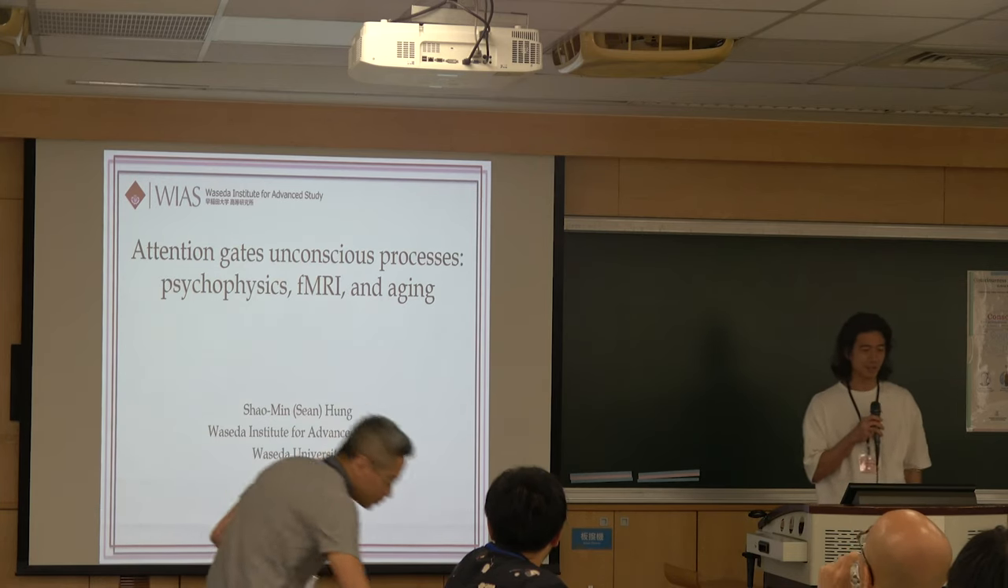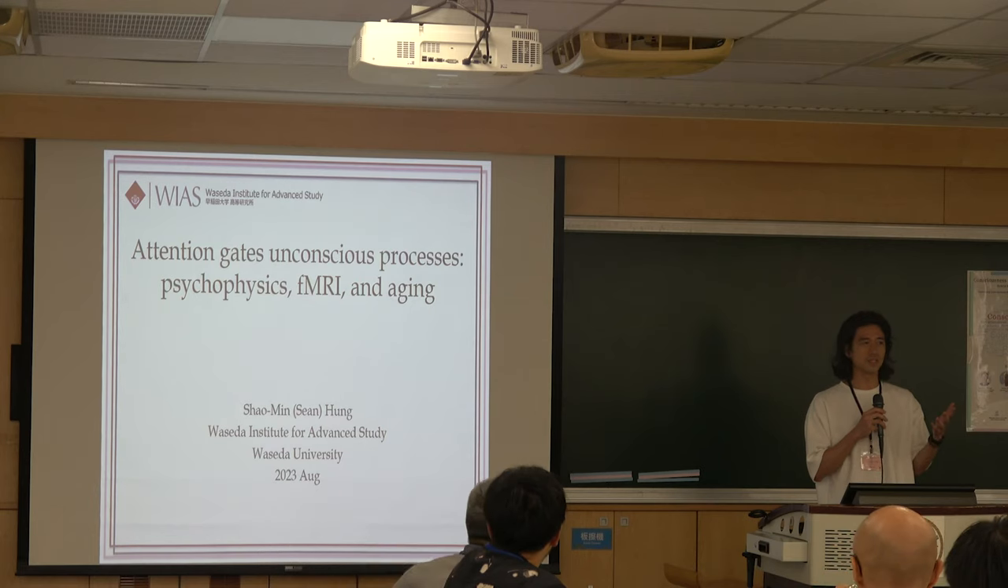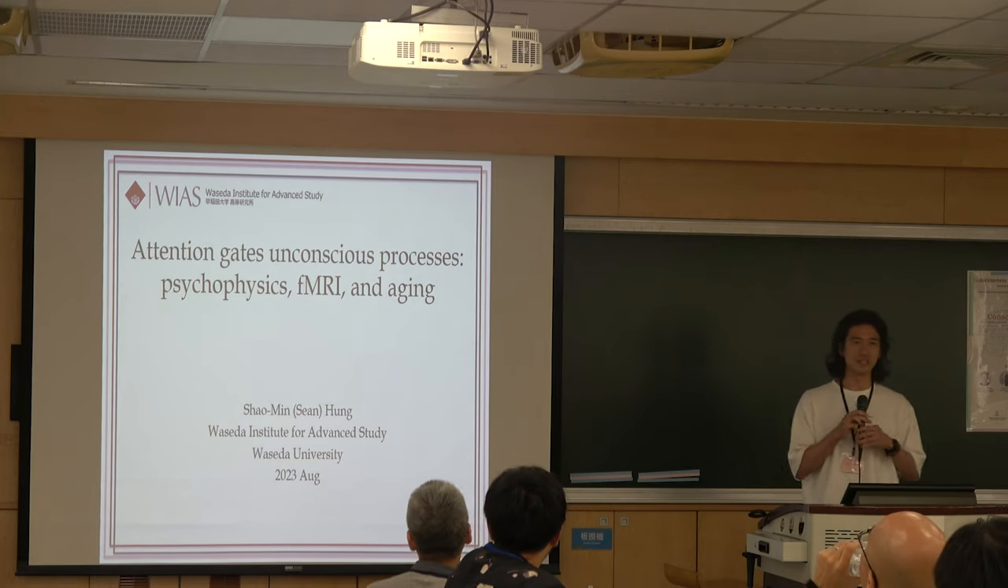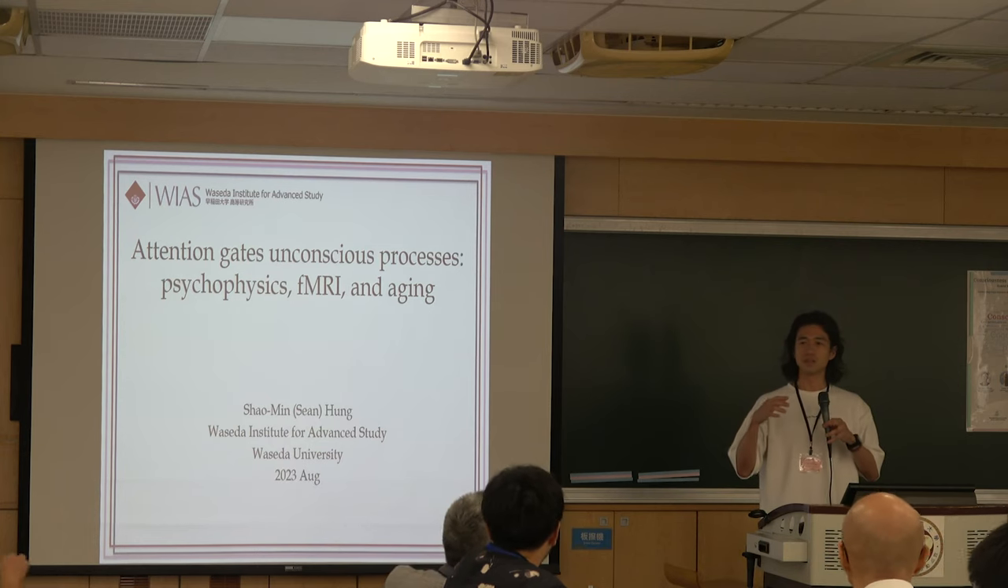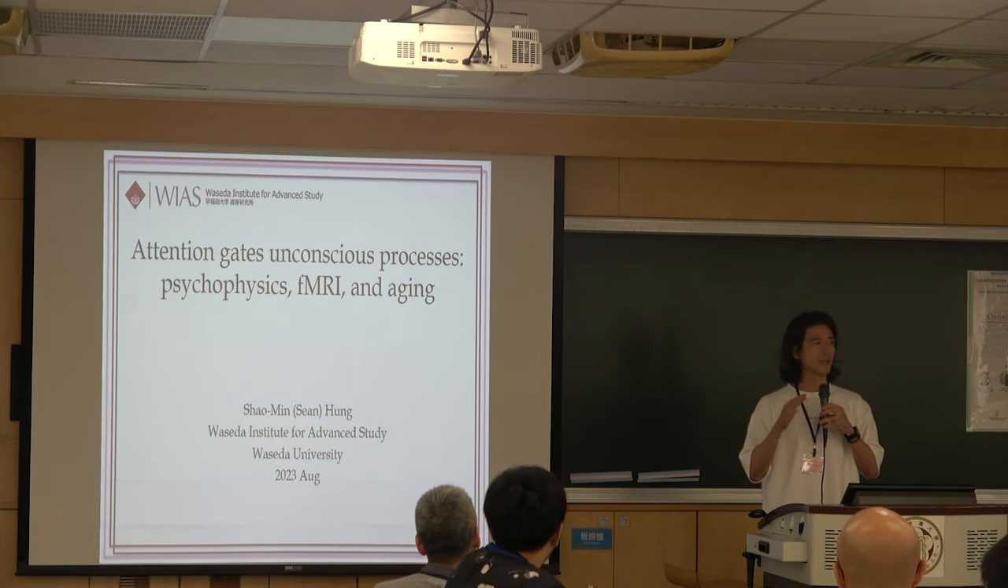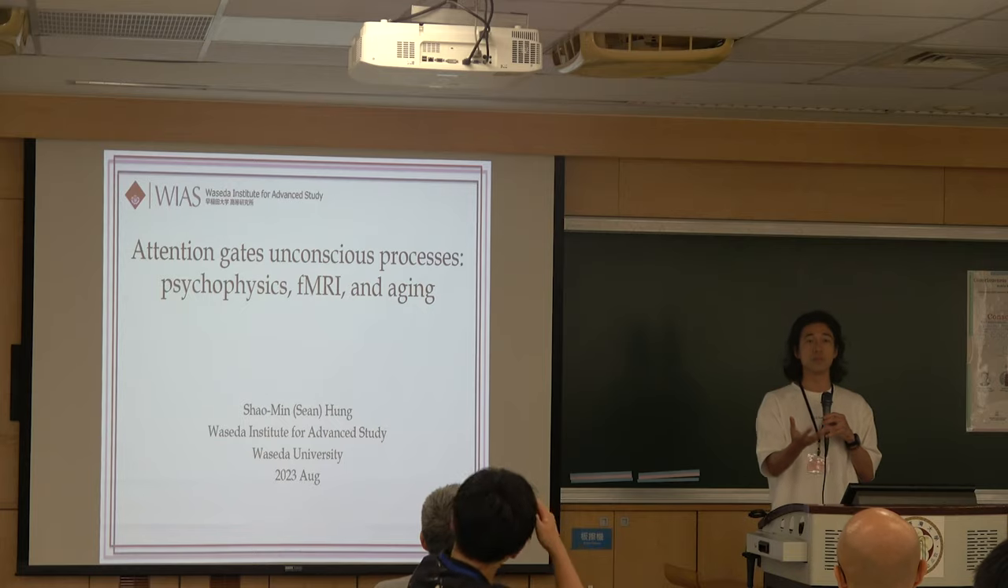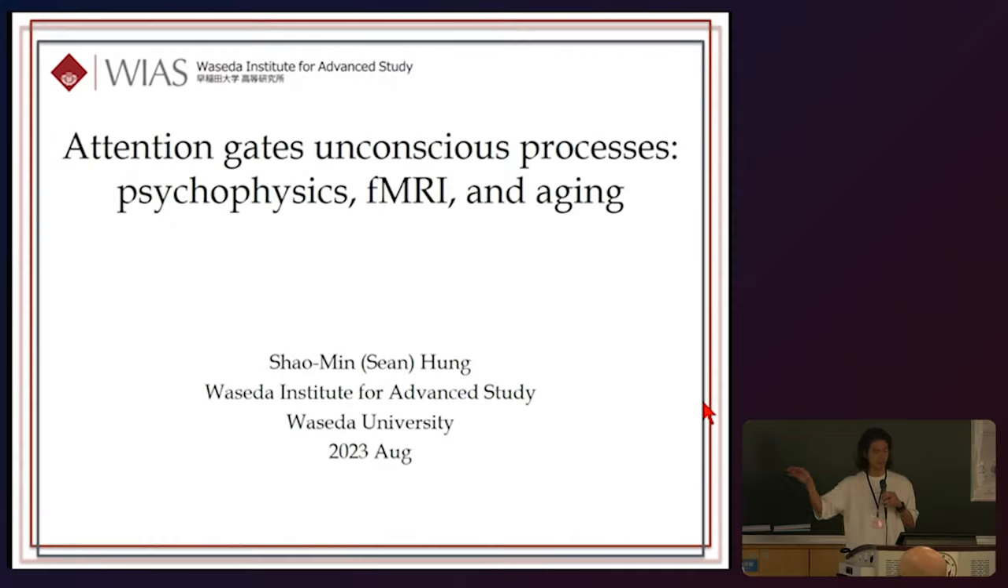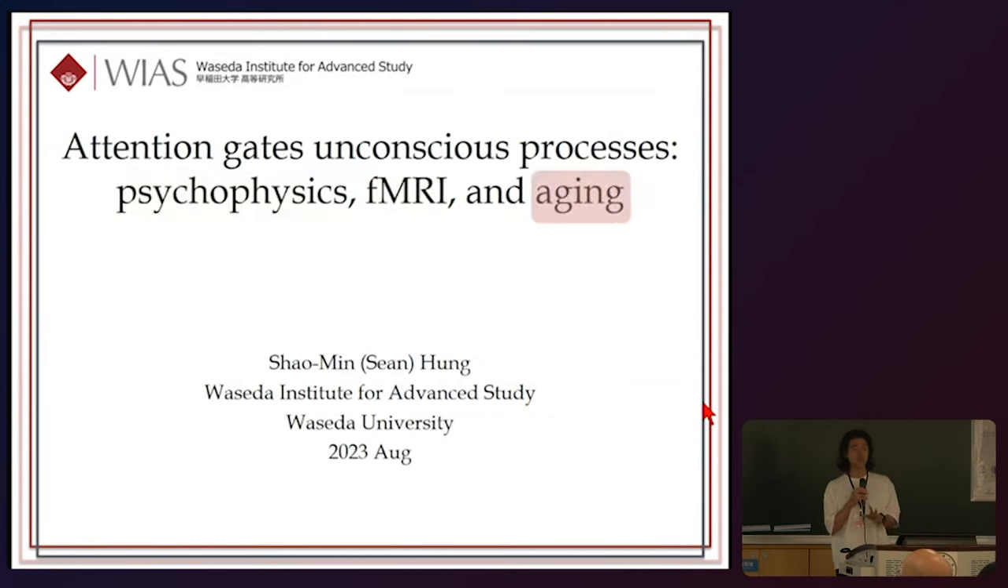Thanks. Yeah, so we all know that attention gates or manipulates our conscious processes, right? The previous talk nicely talked about how attention modulates the border between unconscious and conscious processes. Basically, without attention, things sometimes disappear. I'm going to go a little further and talk about how attention modulates something that's totally unconscious or invisible to us. I'm going to show you data from psychophysics, from fMRI, and from some aging data, to try to convince you that this is really happening, and to challenge the idea of the fully automatic account of unconscious processes.